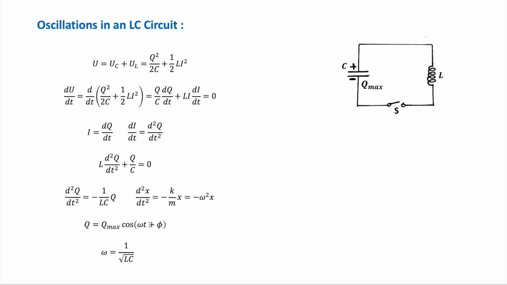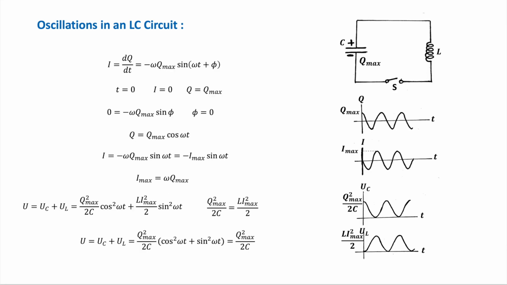And it has a solution of the form Q is equal to Q max cosine omega t plus phi, where omega is equal to 1 over square root of LC. So Q max is the maximum charge of the capacitor. Because Q varies harmonically, the current also varies harmonically. So if we differentiate the charge, we get this equation for the current, and the value of the phase angle phi can be determined from the initial conditions.